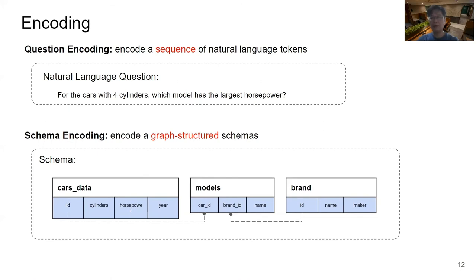RedSQL considers 2 types of encodings: question encoding and schema encoding. The question encoding encodes a series of natural language tokens into their deep representations, or contextualized vectors. This is the same as the typical encoding scheme, which is widely used in natural language processing. Schema encoding encodes a graph structure schema into deep representations. Unlike sentences, we have to consider the complex relationships between nodes in the schema graph.